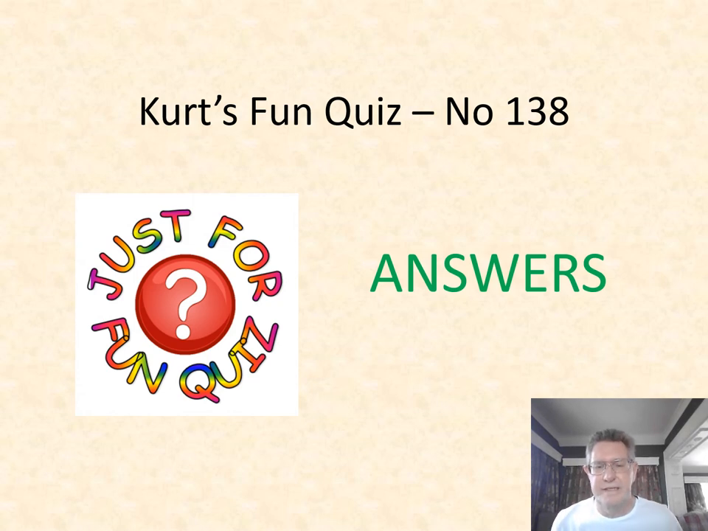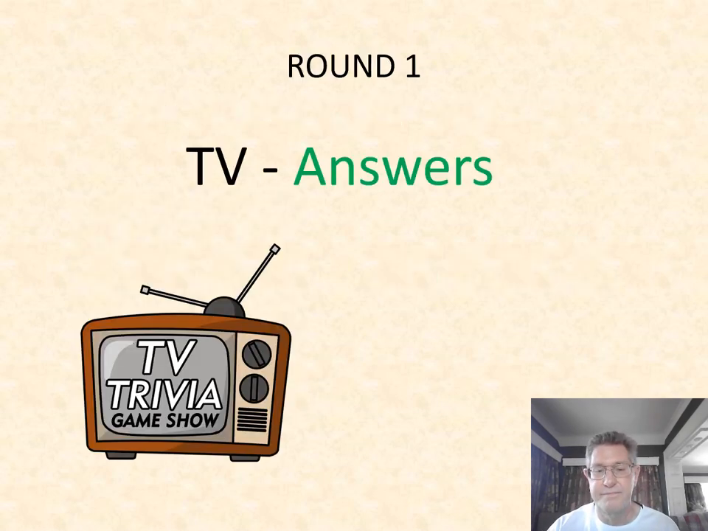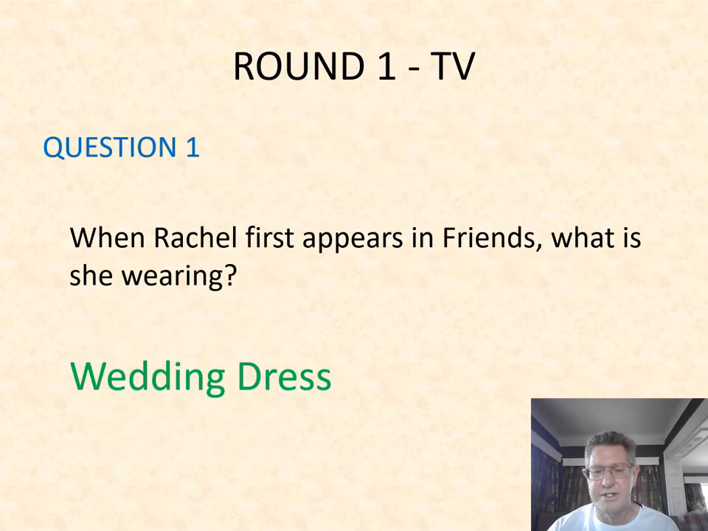So, hopefully you've managed to get something down for all the questions, right, wrong, or otherwise. Well, let's find out how you've done. Let's go through the answers for you. Okay, let's start with round 1, your TV round. Question 1, when Rachel first appears in Friends, what is she wearing? She's wearing a wedding dress.